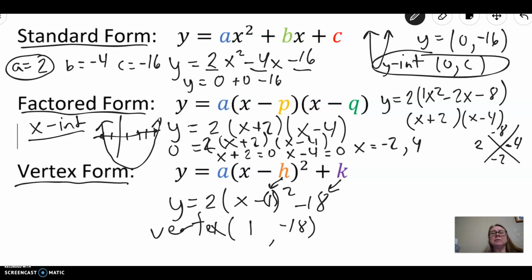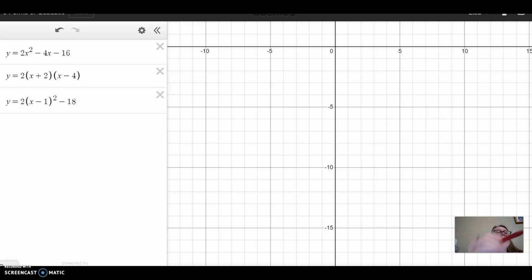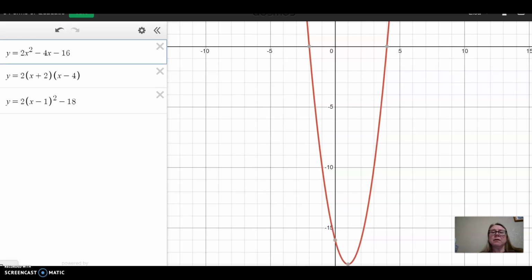So let's take a look at that and prove that to ourselves on Desmos. I'm going to click over to a Desmos screen, and let me adjust this a little bit so you can see all of it. Well, actually that's good enough. Okay, so if I turn on this first equation, it graphs right there. There it is. It's exactly what we expected. The y-intercept is right there at 0, negative 16, as we discussed, and it is kind of narrow and long, and it's opening up.